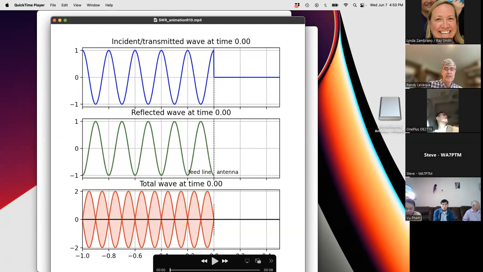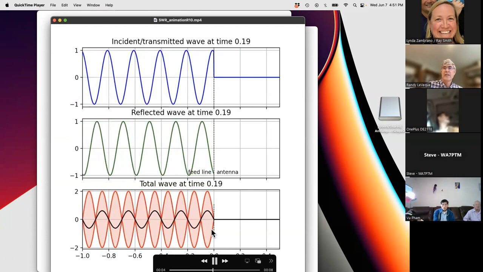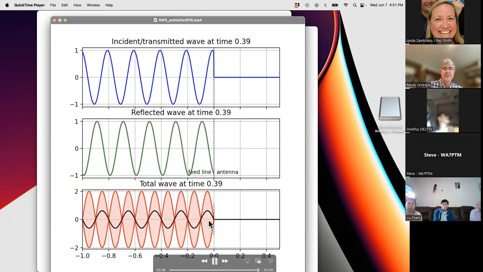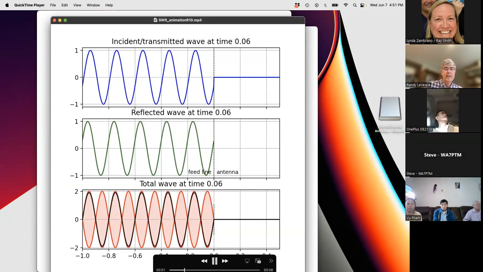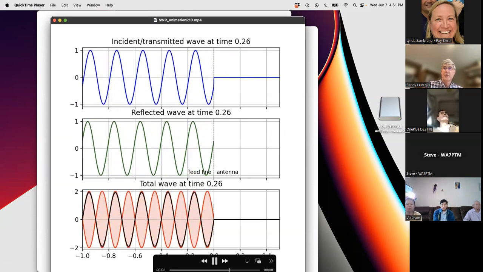And what you see is that that combination of the two looks like something called a standing wave, rather than looking like it's propagating to the right, traveling to the right, like our incident wave, or traveling to the left, like the reflected wave. Instead, it looks like things are just going up and down. And that's called a standing wave.